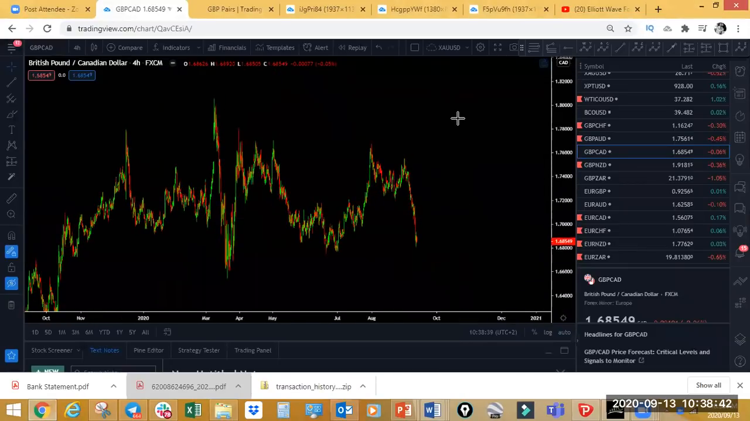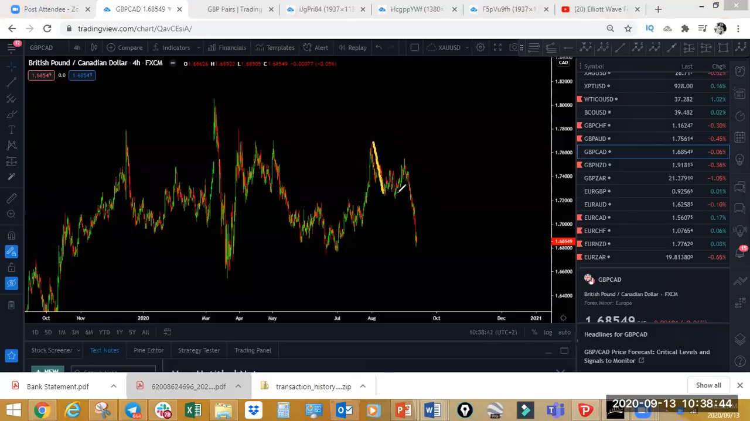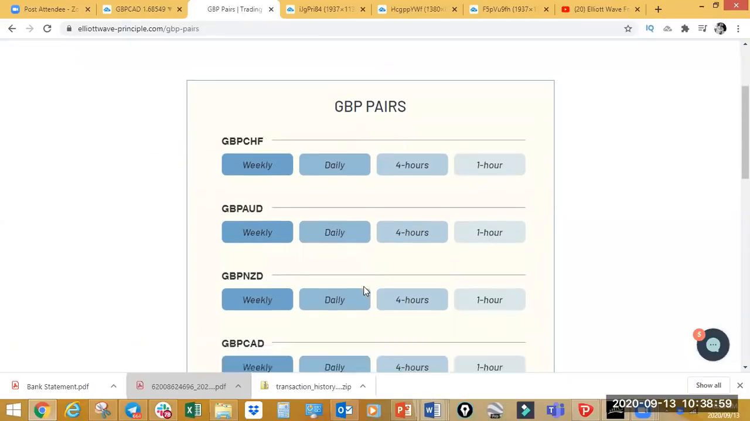Now pound CAD, we actually expected this one to be only a 3-wave move. We expected only to get to this level and resume higher. So after getting to this level, we exited our trades. So you'll be looking for this one to pull back and continue to the downside. So just to show you what the forecast was here on pound CAD.